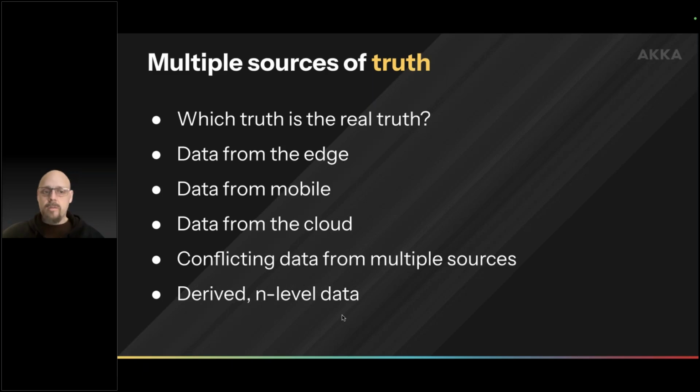We've got data coming in from the edge, data coming in from mobile applications, data from the cloud, conflicting data from multiple sources. And then another pattern we see a lot is we derive a second level or more of data from the low level data. And so now you have conflicting sources of truth being used to build yet another set of data, kind of compounding the problem.